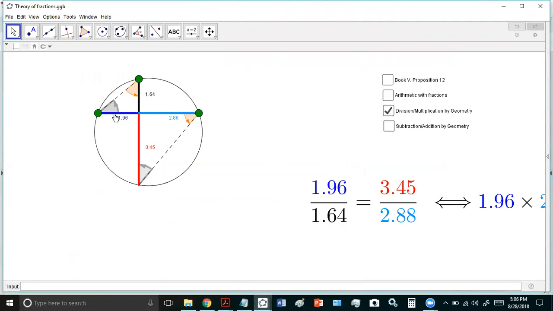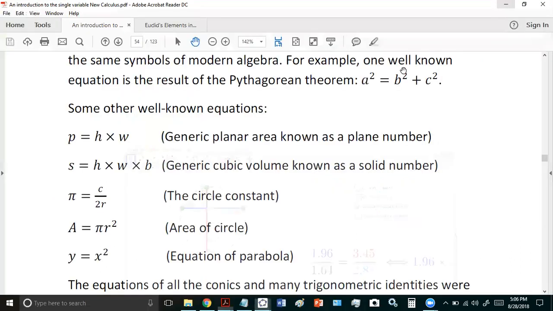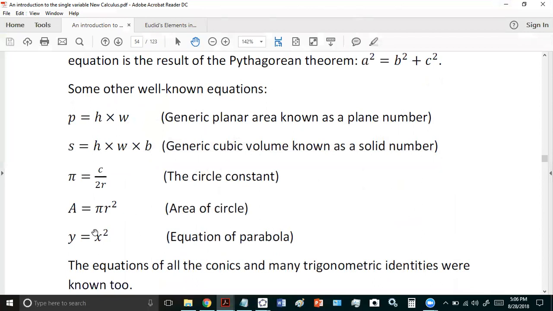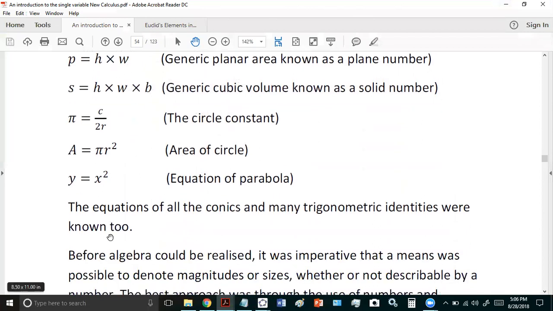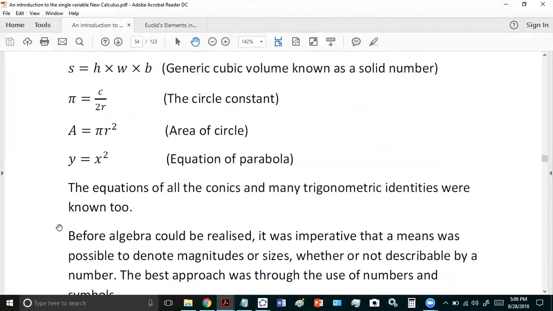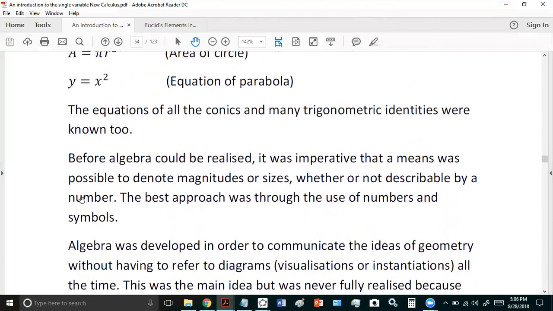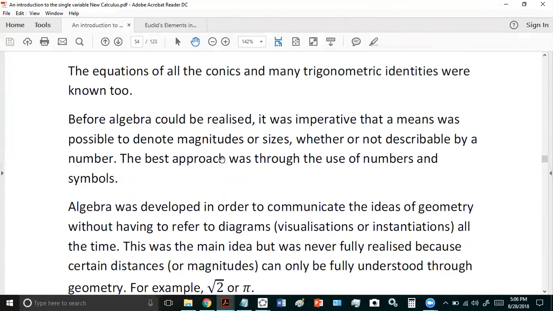I could just think of these in terms of magnitudes. I could call this AB to B, C, etc. They don't even have to be numbers. All this here works with magnitudes. And so these equations were known to the ancient Greeks, except that they weren't written that way. And so the equations of all the conics and many trigonometric identities were also known. So before algebra in the form that we realize it today could be realized, it was imperative that a means was possible to denote magnitudes or sizes, right? In other words, whether or not they were described by a number. And the best approach was through the use of numbers and symbols.